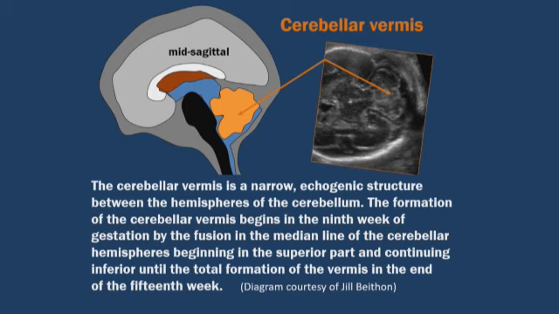Okay, so the vermis is connecting both hemispheres of the cerebellum. So we're back here by the posterior fossa. It's just a narrow echogenic structure between the two hemispheres. Formation of the vermis begins about the 9th week of gestation. It may not be completed until about 18 weeks. So sometimes you can see where it looks like, oh, maybe I'm missing part of the inferior part of the vermis at 17, 18 weeks, but after 18 weeks, it should be pretty complete.